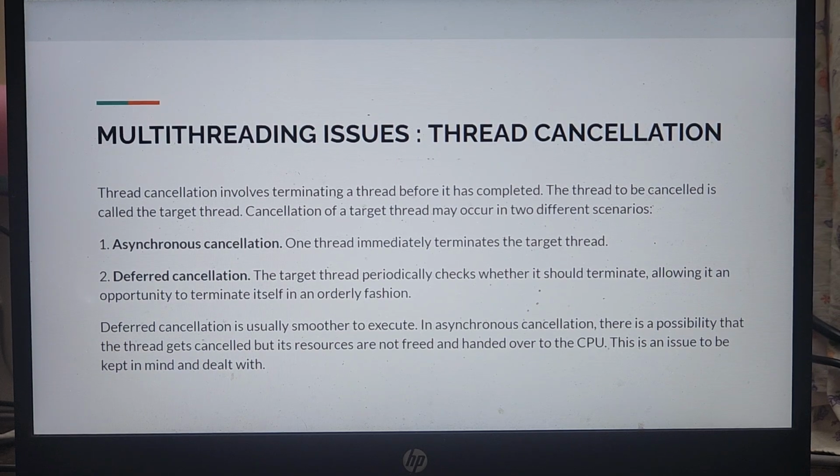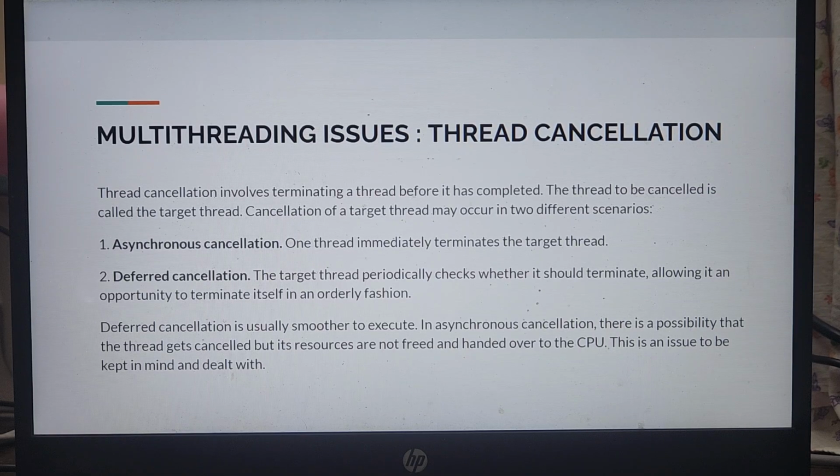Next issue we are going to look at is thread cancellation. Thread cancellation involves terminating a thread before it has completed execution. So for some reason, when a thread is running or when it has not yet completed its task, if you want to cancel it, this is called thread cancellation. The thread to be cancelled is called the target thread.